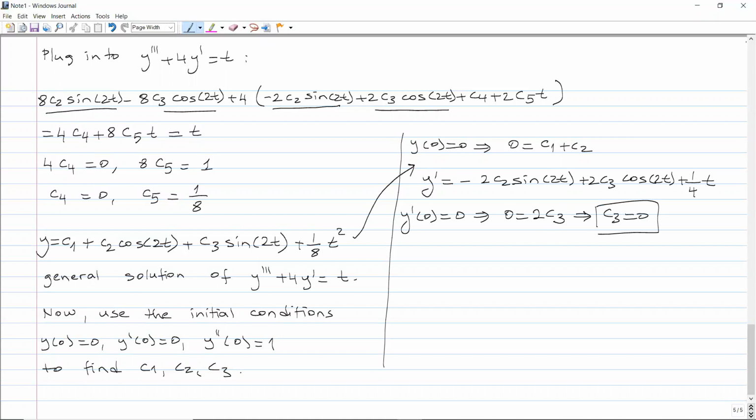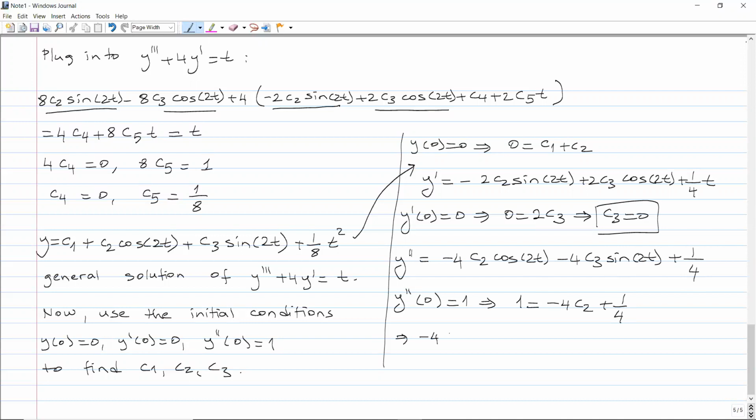And finally, to use the last condition, we need the second derivative of y. Second derivative is equal to minus 4c2 cosine 2t minus 4c3 sine 2t plus 1 over 4. The second derivative at t equals 0 is 1. So we put 1 for y double prime and 0 for t. Cosine 0 is 1, so minus 4c2. Sine 0 is 0, plus 1 over 4. So minus 4c2 is 1 minus 1 over 4, which is 3 over 4. So c2 is minus 3 over 16.